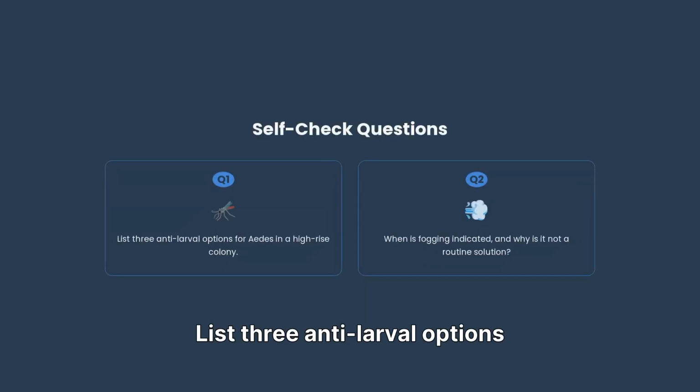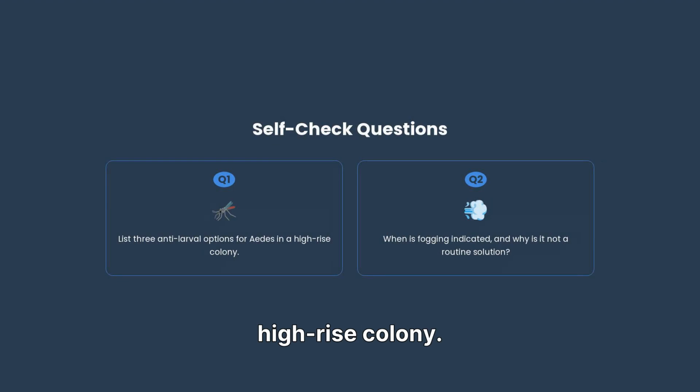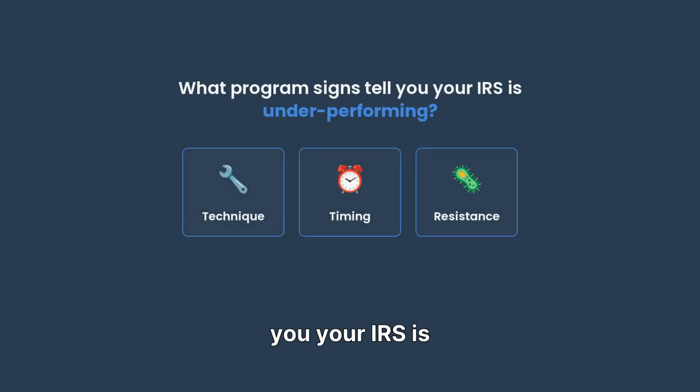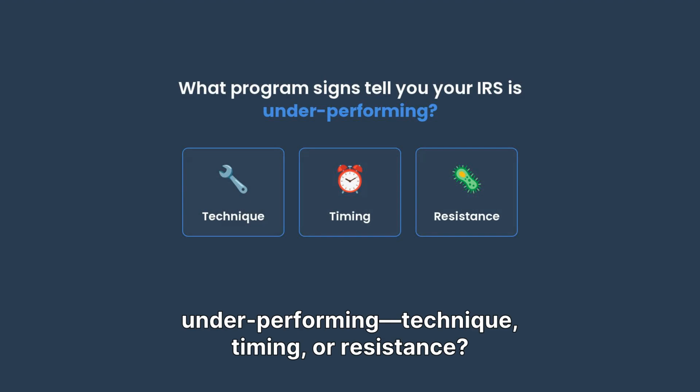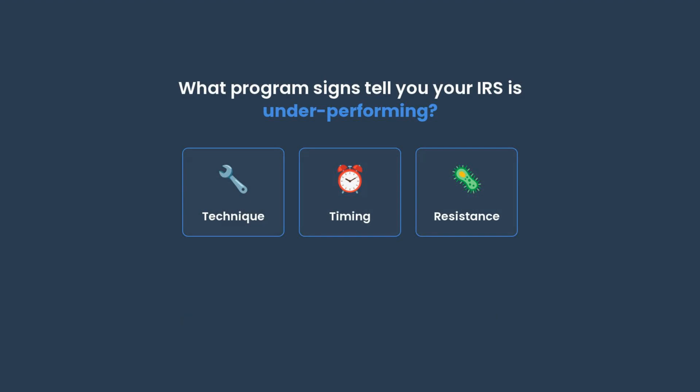List 3 anti-larval options for Aedes in a high-rise colony. When is fogging indicated, and why is it not a routine solution? What program signs tell you your IRS is underperforming: technique, timing, or resistance?